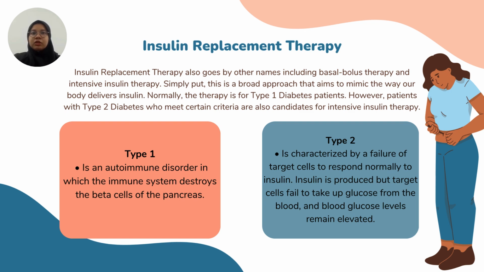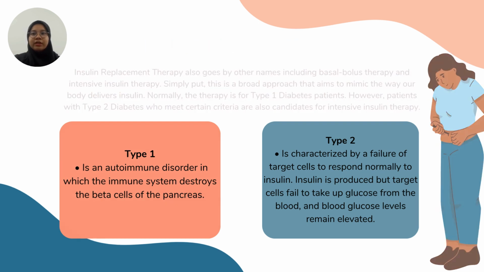There are type 1 and type 2 definitions. Type 1 is an autoimmune disorder in which the immune system destroys the beta cells of the pancreas. Type 2 is characterized by failure of target cells to respond normally to insulin. Insulin is produced but target cells fail to take up glucose from the blood and blood glucose levels remain elevated.